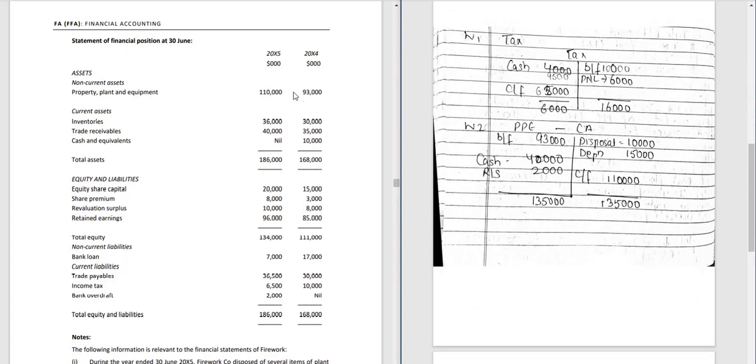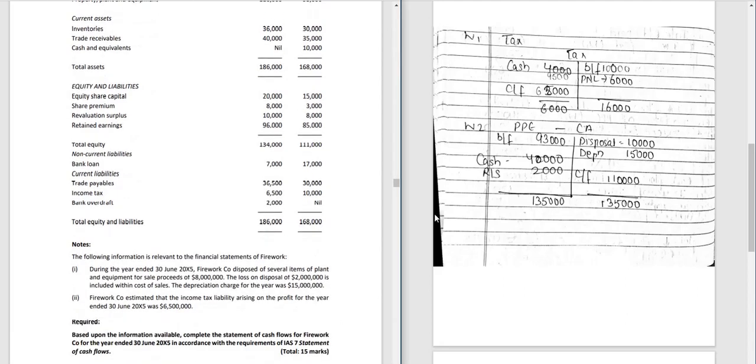Okay, so brought forward amount was 93,000 and carry forward amount was 110,000, and depreciation is also given in the additional information, that is 15,000. We will put the depreciation 15,000, and as we have disposed some plant, the sale proceed was 8,000 and we are having a loss of 2,000. It means the carrying amount of plant was 10,000, so this whole 10,000 will be here. And we are also having some revaluation surplus, that is 10,000 for the current year, and previous year revaluation surplus was 8,000, so it has been increased by 2,000, so we will put 2,000 here.